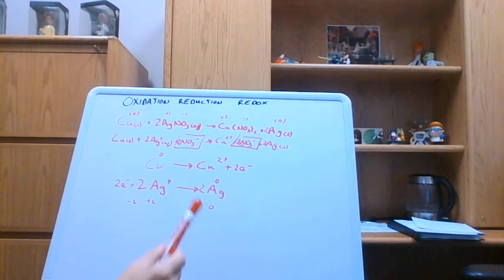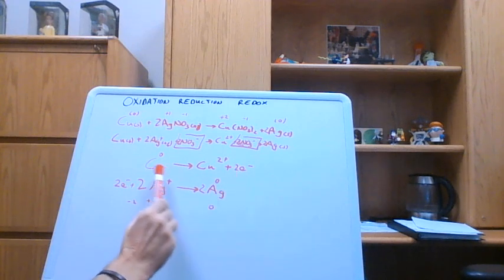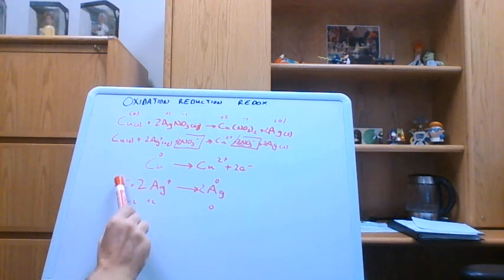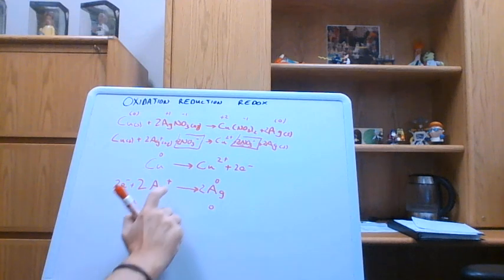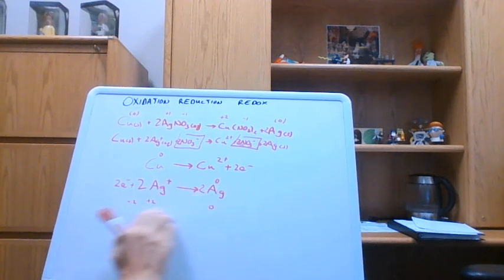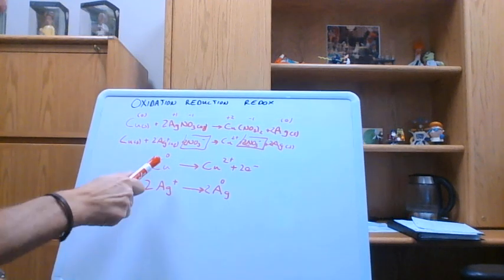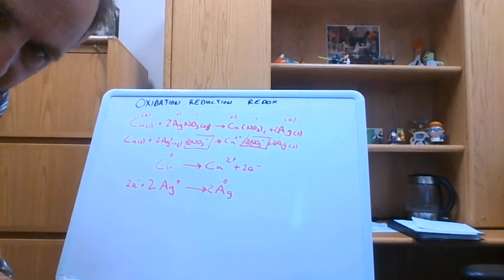So remember, the loss of electrons is oxidation, so here's our oxidation. Gaining these 2 electrons is reduction. So we reduce from a +1 to a 0, so that's reduction. And this is our reducing agent and our oxidizing agent.